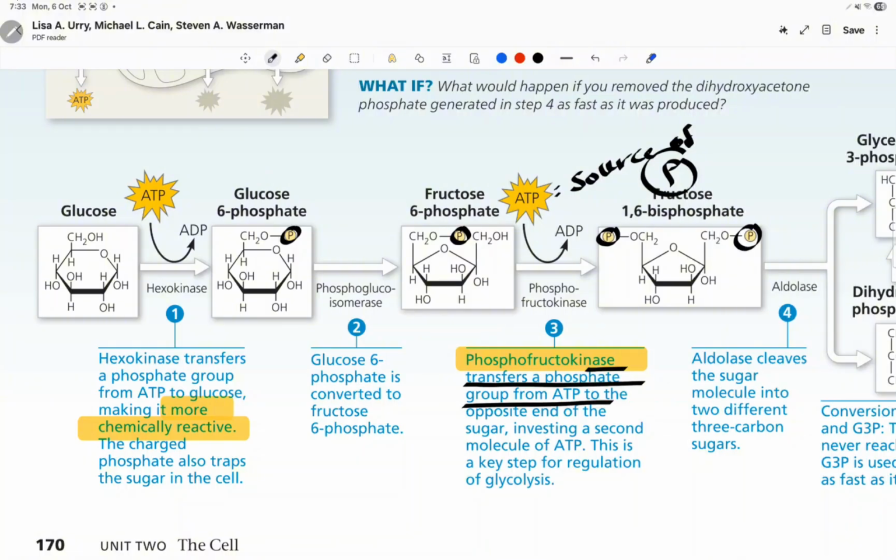Now, if you want to block glycolysis, your best bet is to block phosphofructokinase, because it's the enzyme that ultimately controls glycolysis, right? So right now someone says, how can we shut down glycolysis? By shutting down phosphofructokinase. In fact, this enzyme is called an allosteric enzyme, meaning that it can be shut down by the binding of an allosteric inhibitor, which is a non-competitive inhibitor.